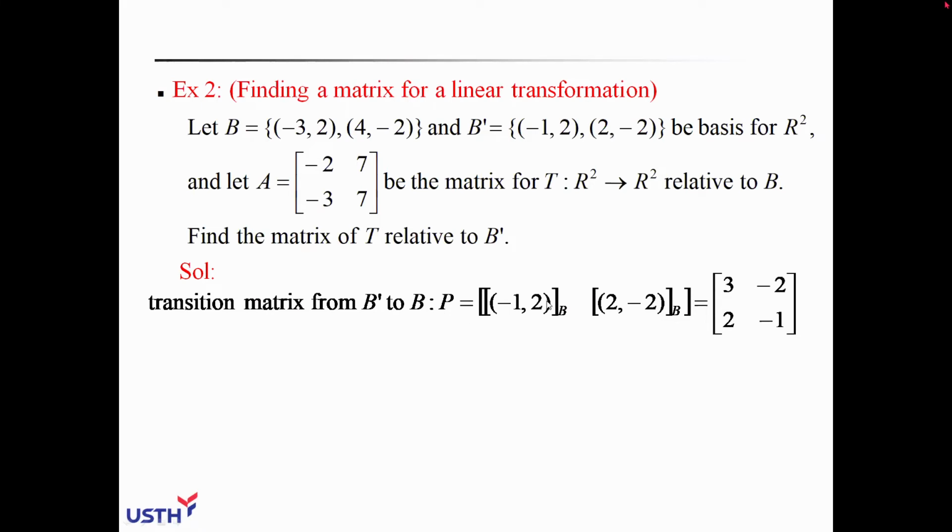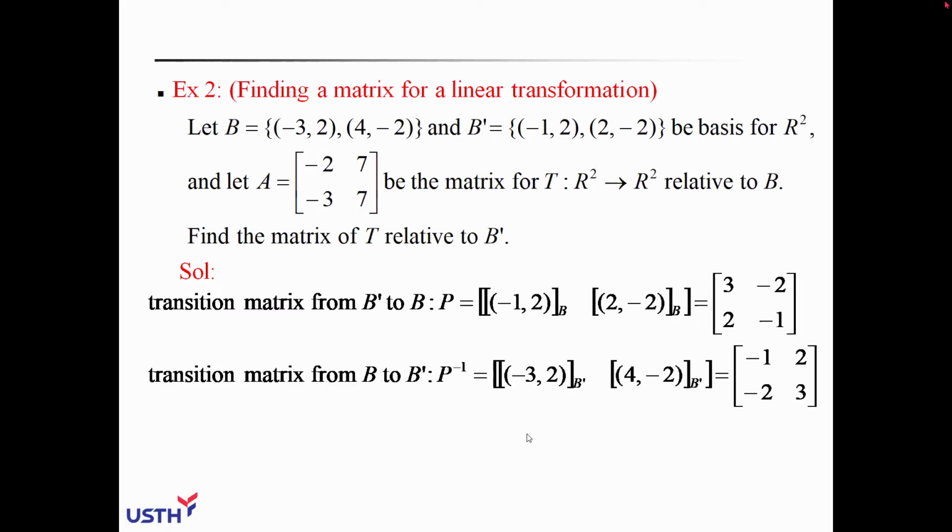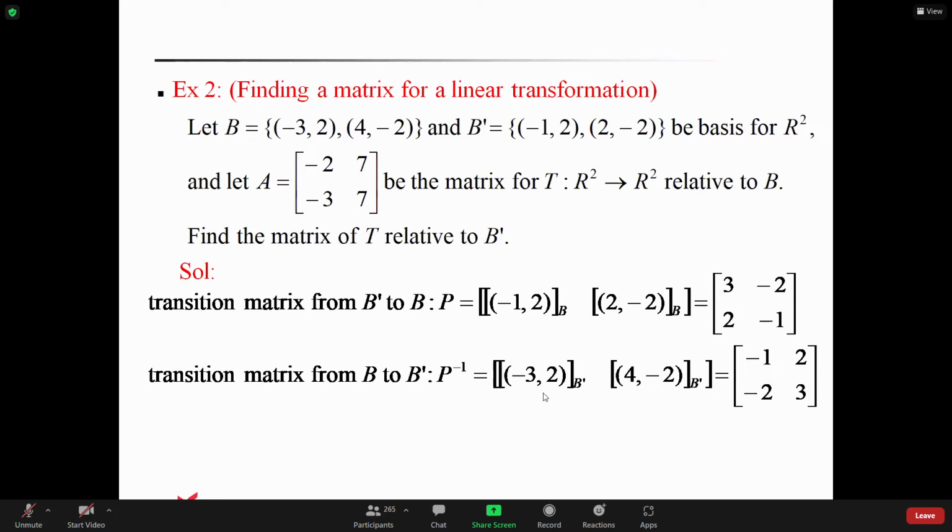That is P to B. You calculate it and express it in the basis B. You get that matrix. That is the transition matrix from B prime to B, and also the transition matrix from B to B prime. We denote it by P inverse. You can get it by this one.